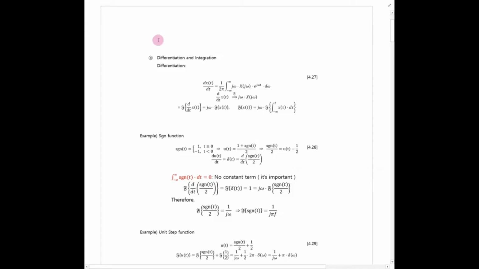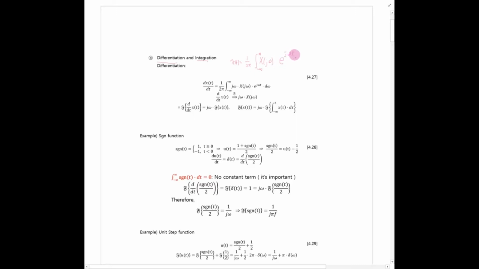Today we will continue to study the Fourier transform properties about the differentiation and integration. Here are the differentiation properties. So dx over dt, we take the differentiation. We know that x(t) by the inverse Fourier transform is given by 1 over 2 pi, taking the integration from minus infinity to infinity of X(j omega), that's the Fourier transform of x(t), times e to the j omega t.